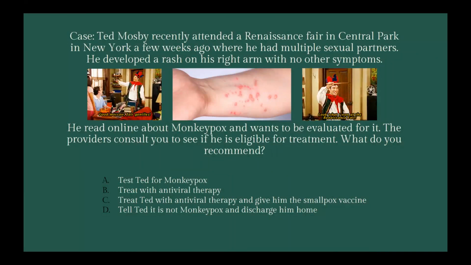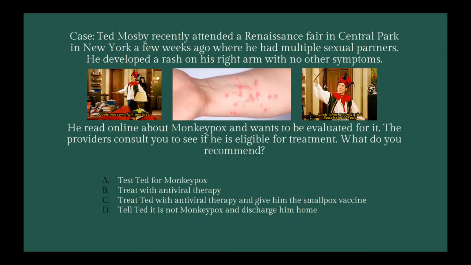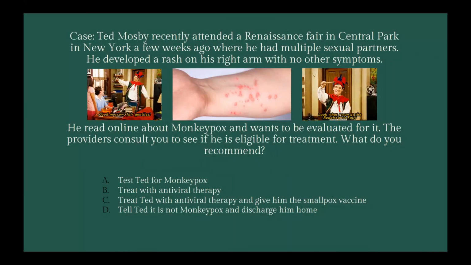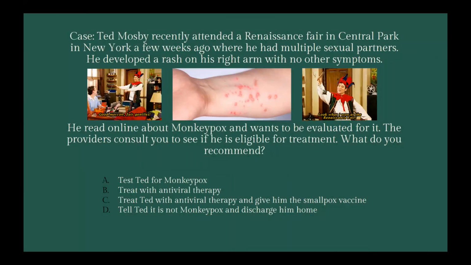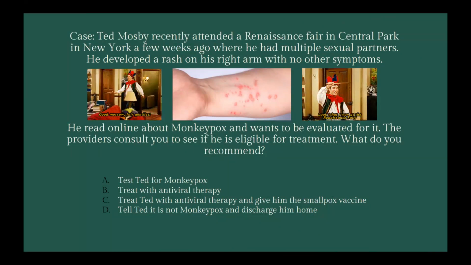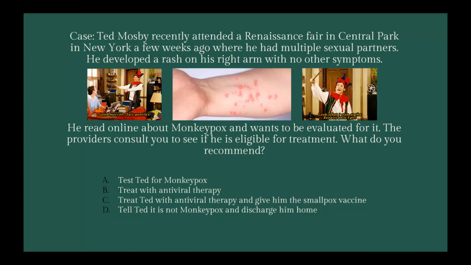This is Ted Mosby. He recently attended a Renaissance fair in Central Park in New York a few weeks ago, where he had multiple sexual partners. He developed a rash on his right arm with no other symptoms. He read online about monkeypox and wants to be evaluated for it. The providers consult you to see if he's eligible for treatment.